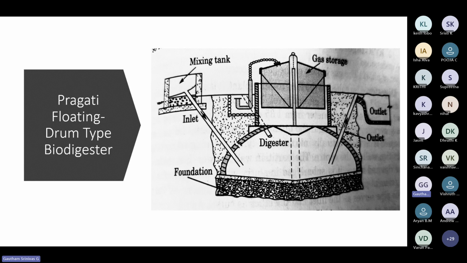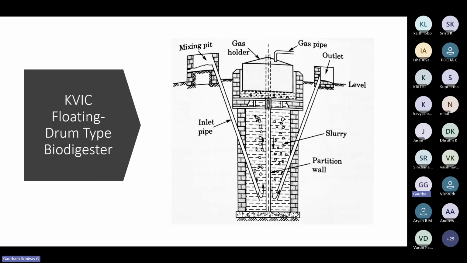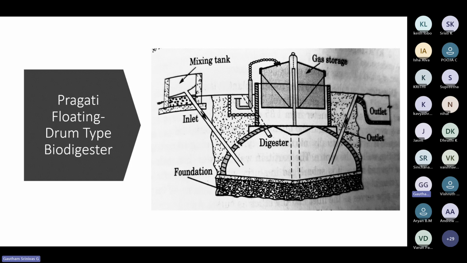In the previous case, the depth is too much, so you can't really go very deep. Instead you increase the volume, and then the depth automatically reduces. You increase the width basically and reduce the depth, maintaining the volume. And here also you can see the head difference between the inlet and the outlet, and you have the gas storage, the drum. So it's the same concept here also.